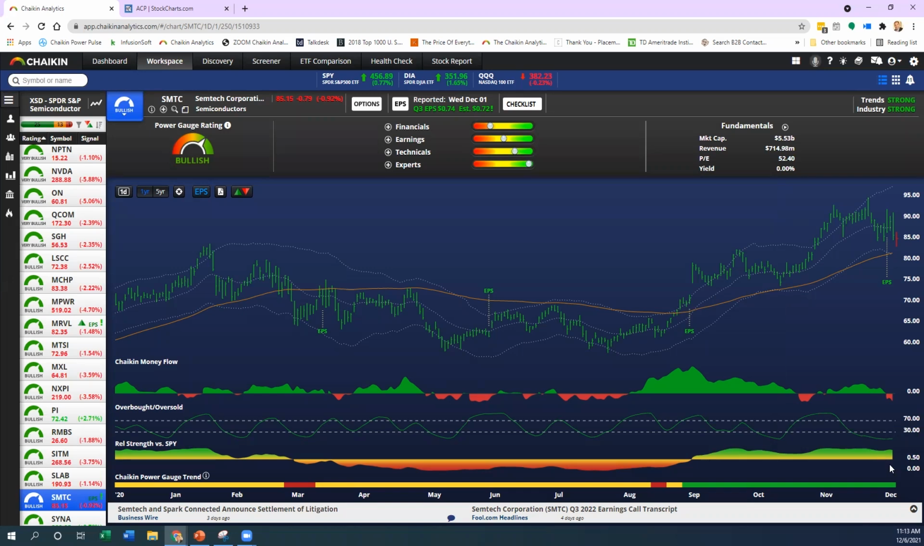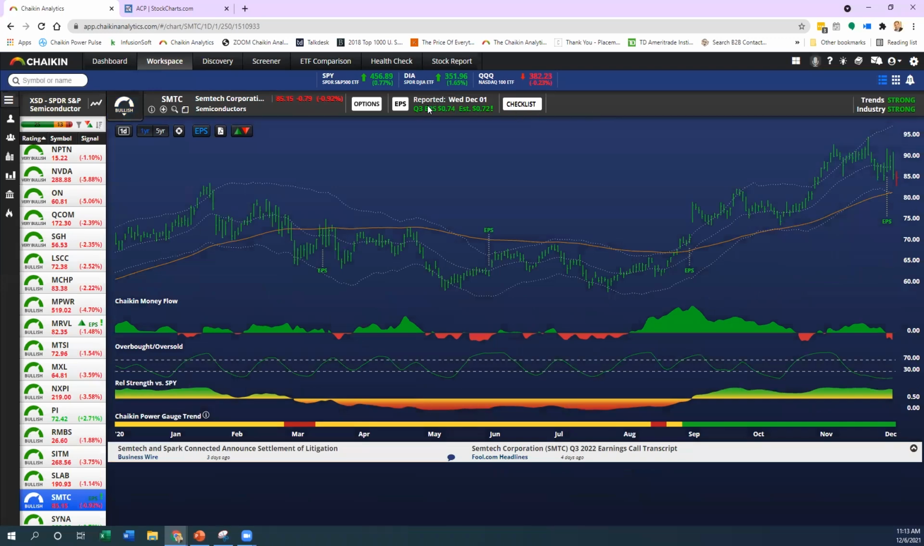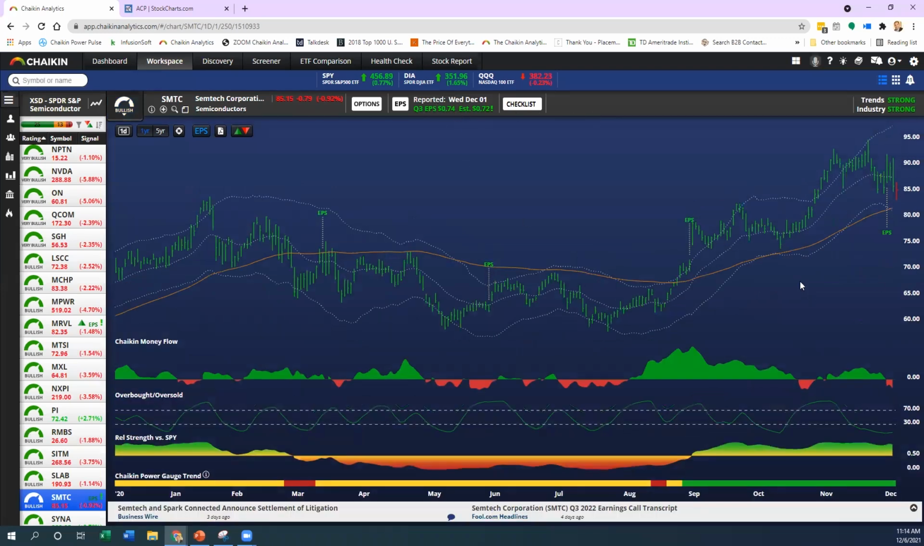The rating stayed strong. I'd like to see financials get a little bit better, but we can't have everything. Pretty strong stock, $5.5 billion market cap. They had good numbers. They beat last week. So it's been a little bit of chop here, there's no doubt.